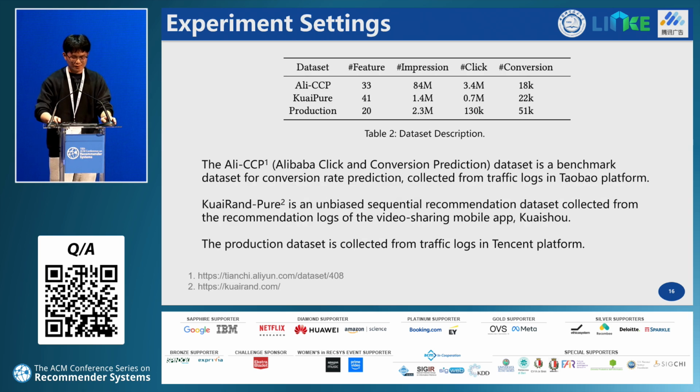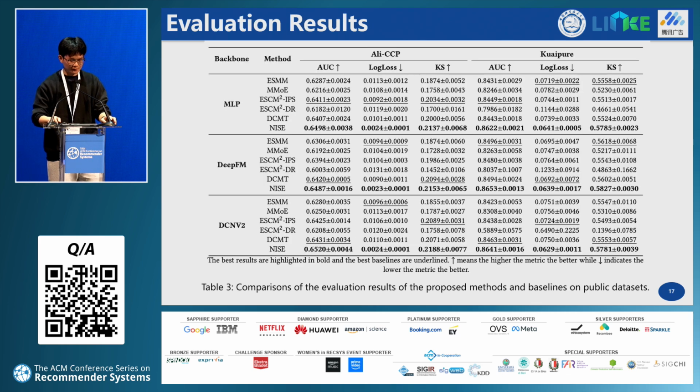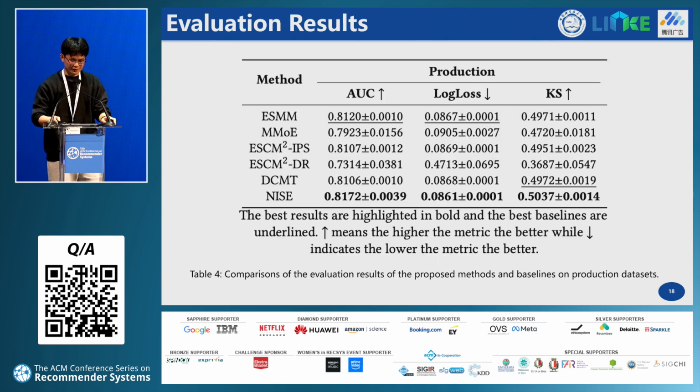And here are some experimental settings. We do experiments on three data sets: LSCP, one quite pure, which are two benchmark data sets for CVR prediction, and the last is a production data set from Tencent. We use AUC, log loss, and KES metrics, and conduct experiments on MLP, DPFM, and DCMV2, and we can really see a great improvement on offline AUC. And this is the production data set.